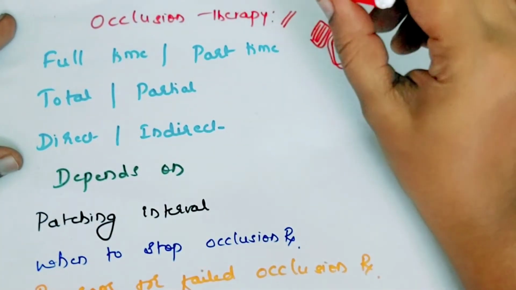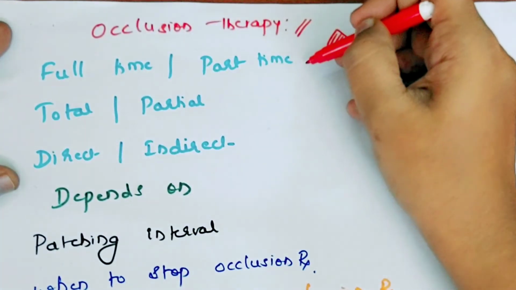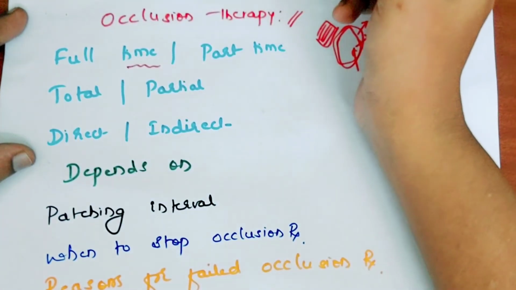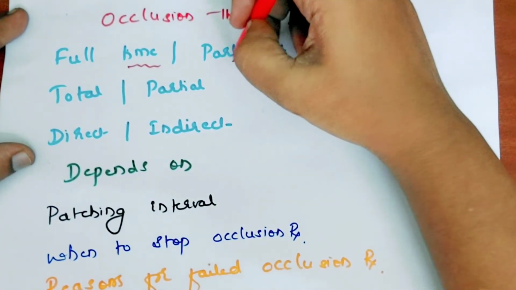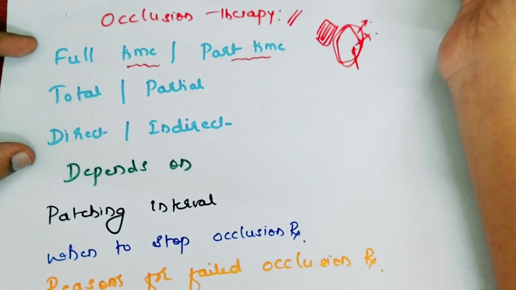When we use occlusion therapy, we have a few terms here: full-time occlusion and part-time occlusion. Full-time occlusion means that in all waking hours the patient has the occlusion over the normal eye, whereas part-time means that for a few hours of the waking time the patient has occlusion therapy.